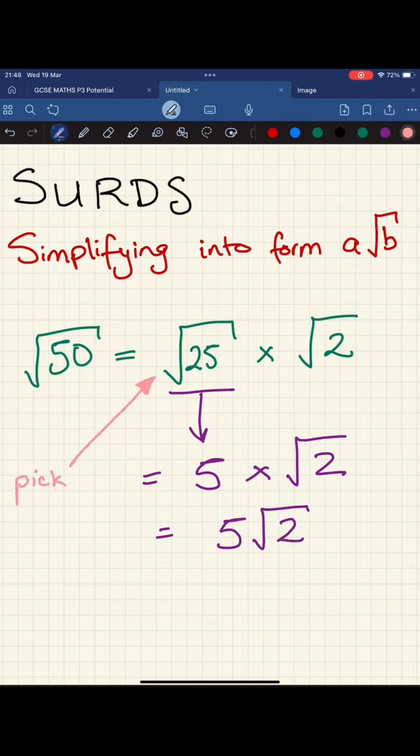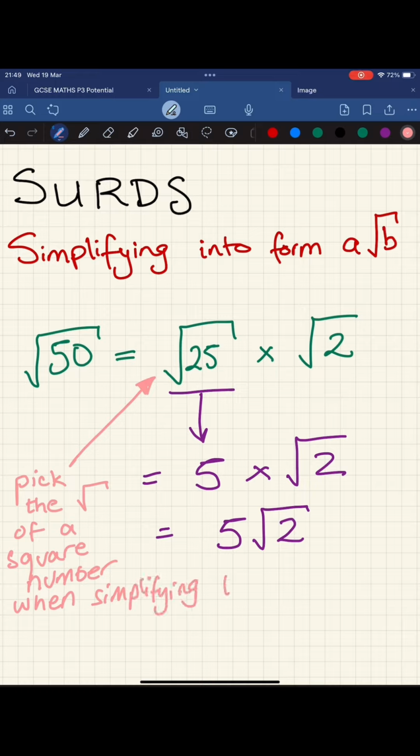The key part of this type of question is picking a factor that is a square number. This way, when we simplify, we can get an a term that's a whole number. And I guess now you know.